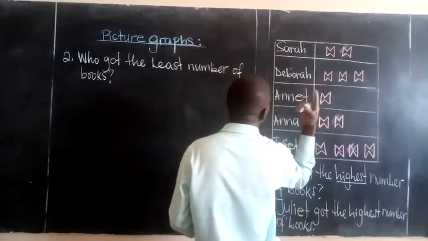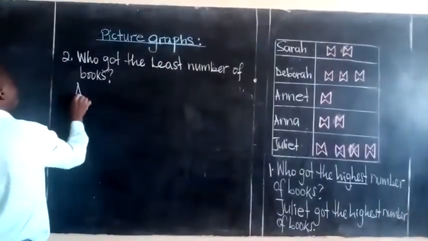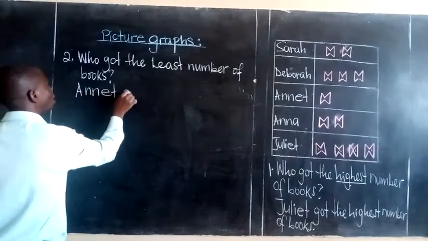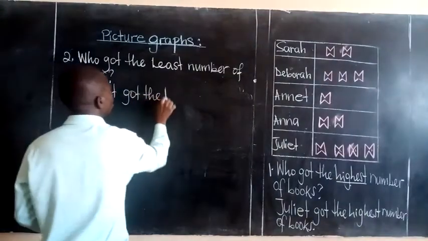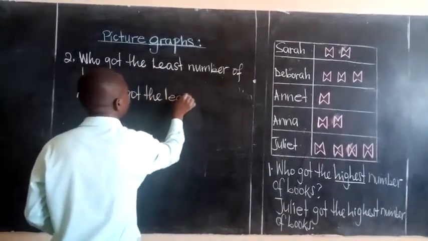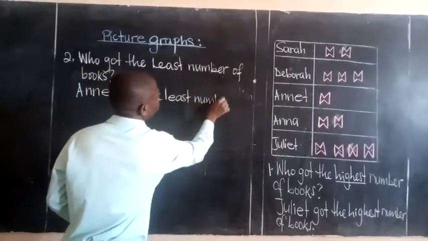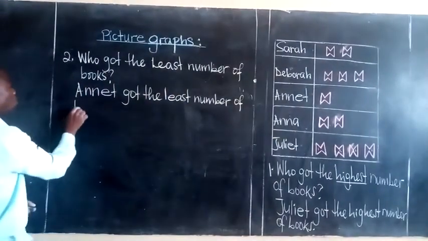Annette had only 1 book. She got only 1 what? Book. So we say Annette got the least. Annette got the least number of books.